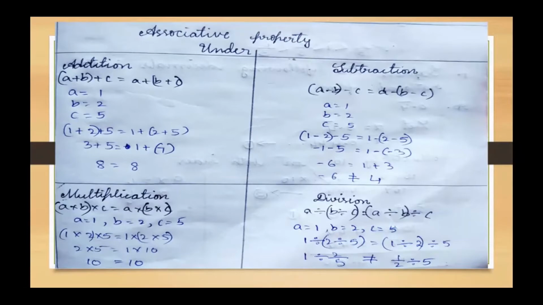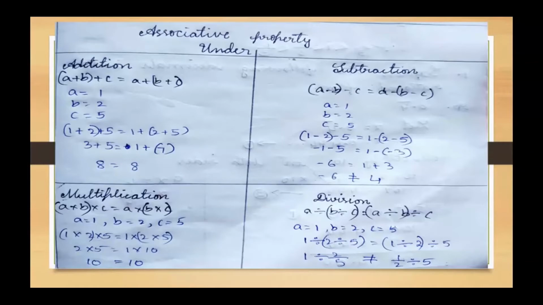Subtraction: a minus b minus c is equal to a minus b minus c. Suppose a is equal to 1, b is equal to 2, c is equal to 3. 1 minus 2 minus 5 is equal to 1 minus 2 minus 5. 1 minus 2 is equal to minus 1, minus 5 is equal to minus 6. That is equal to 1 plus 3. Minus 6 is not equal to 4.